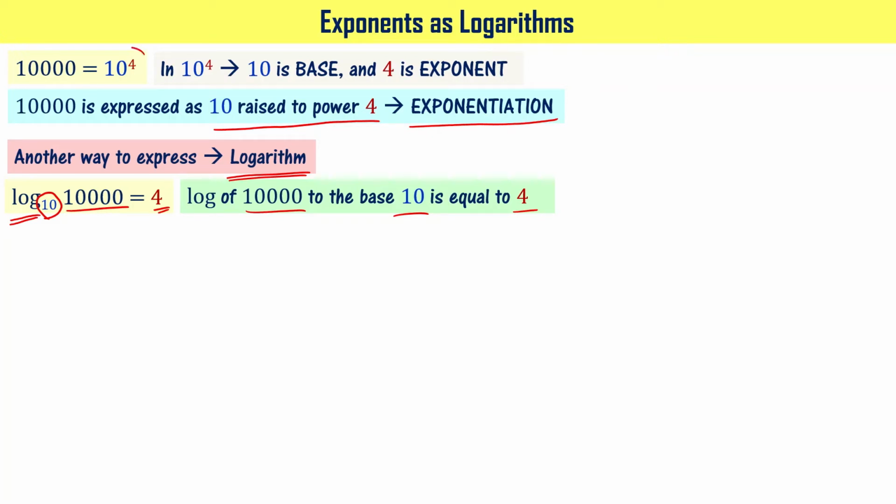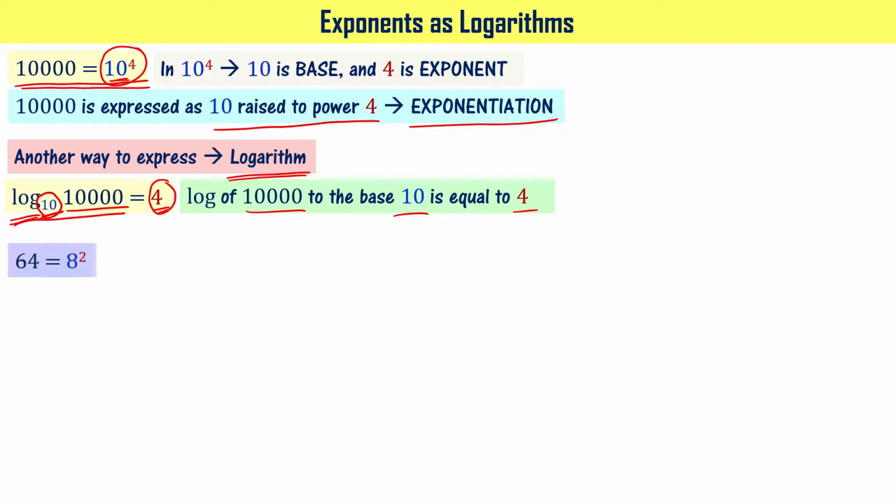Look at this. We said 10 is the base and 4 is the exponent, right? When you apply logarithm to this particular equation, 10,000 equal to 10 power 4, then what happens is the base 10 is going to be the base of the logarithm. That's why we said that log of 10,000 to the base 10 equal to 4, right? The exponent is going to be the resultant of logarithm operation, right?